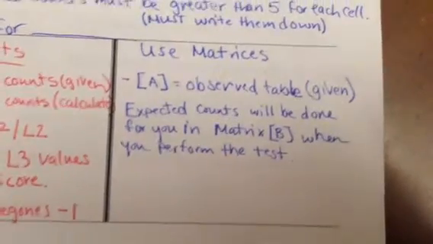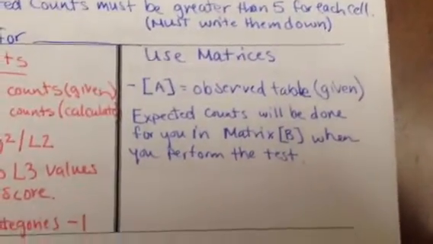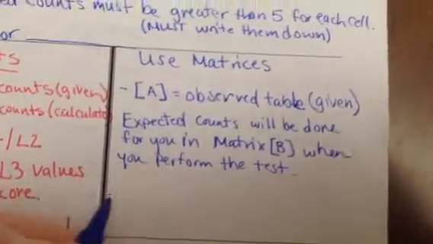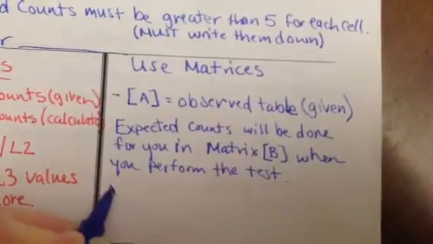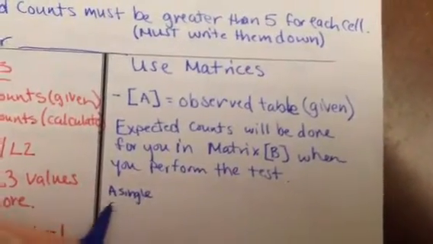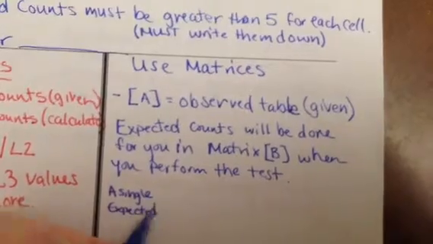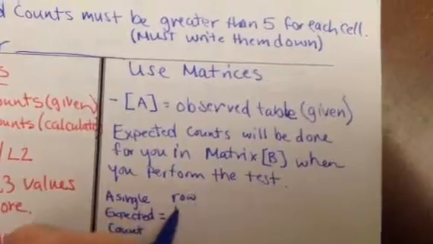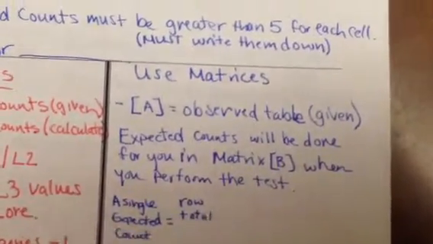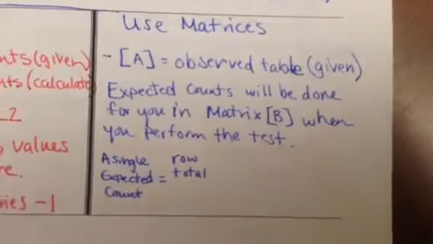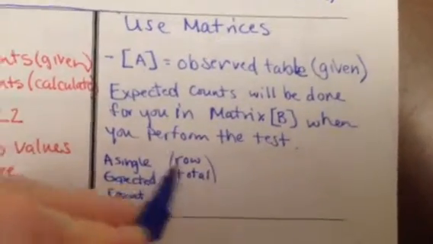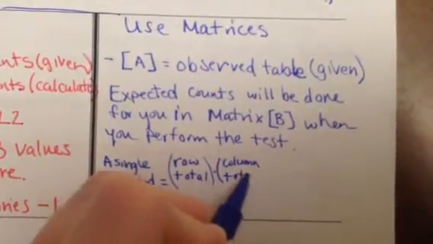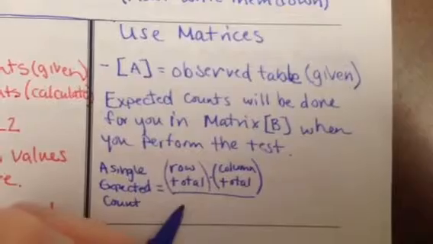But I can't not talk about the fact that you should know how to calculate an individual expected count. So I'm going to throw that on here for you. The formula to get a single expected count is equal to the row total for that particular category, or cell, excuse me, times the column total for that particular cell divided by the table total.